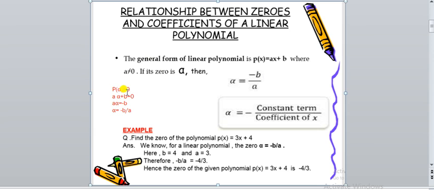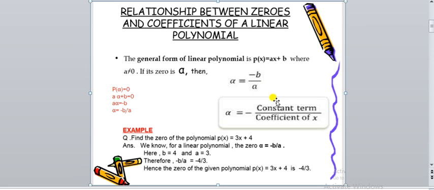How did we get this? See this left side. Suppose that alpha is a zero, then p(alpha) must be equal to 0, because alpha should satisfy this. Means on putting alpha in place of x in this polynomial, we should get the value of the polynomial as 0, that is p(alpha) = 0. Now on putting, we get a into alpha plus b equal to 0. a into alpha is equal to minus b, and alpha is equal to minus b upon a. This is how we got this here.